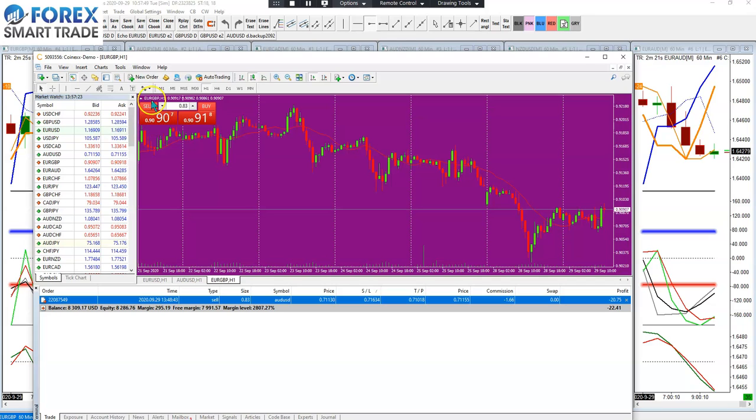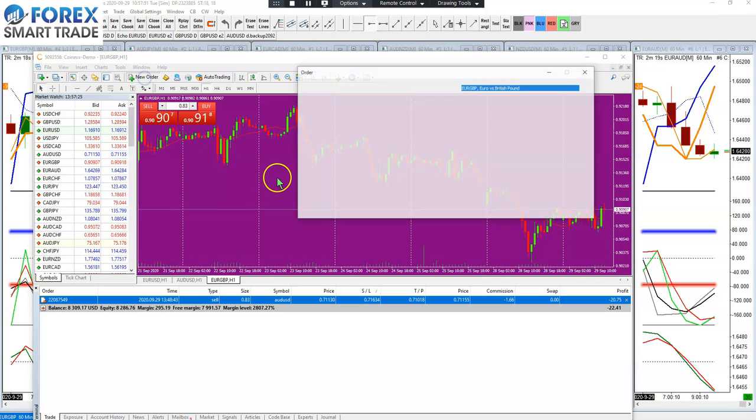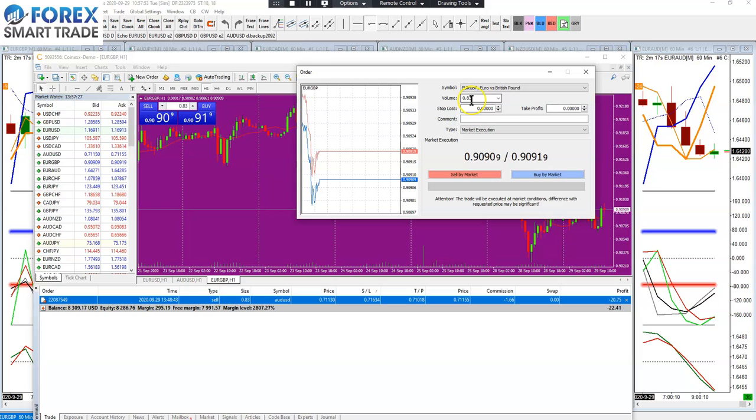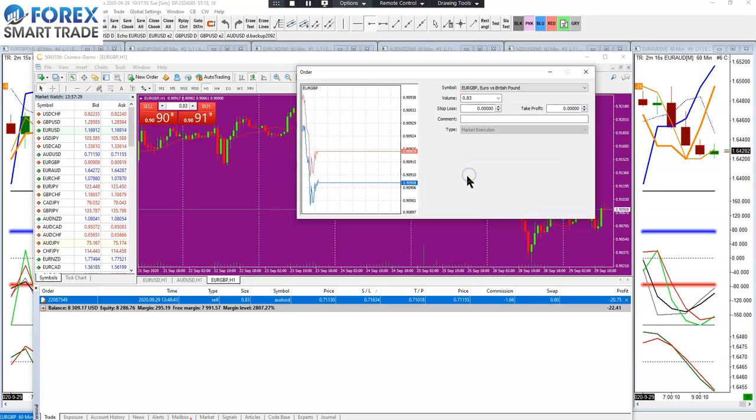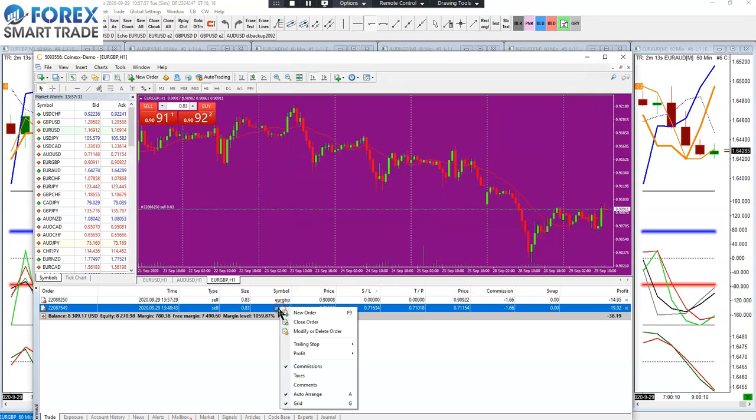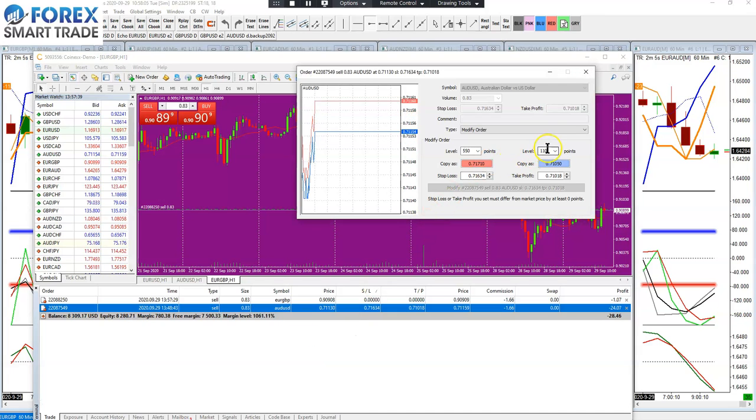So I am going to click new order. 0.83, that's correct. Market sell. And I'm going to go down and highlight it. So I click anywhere along the line, right click, go to modify. I'm going to change this to 5 pips equals 50 points.